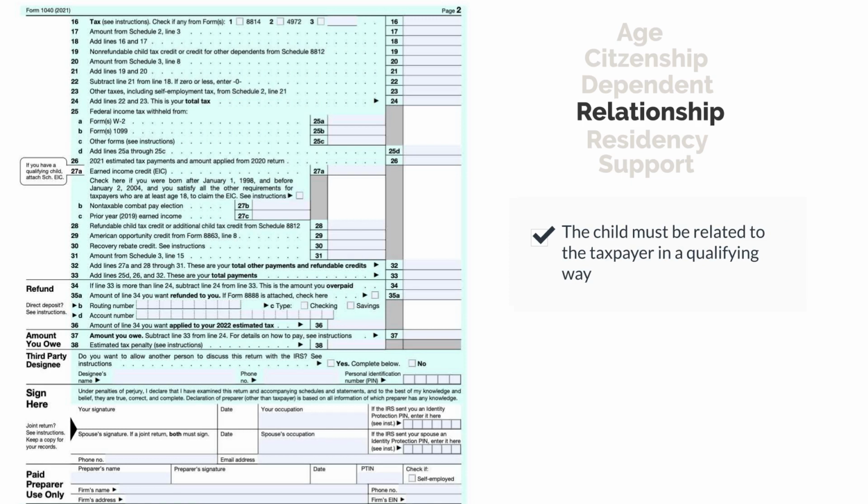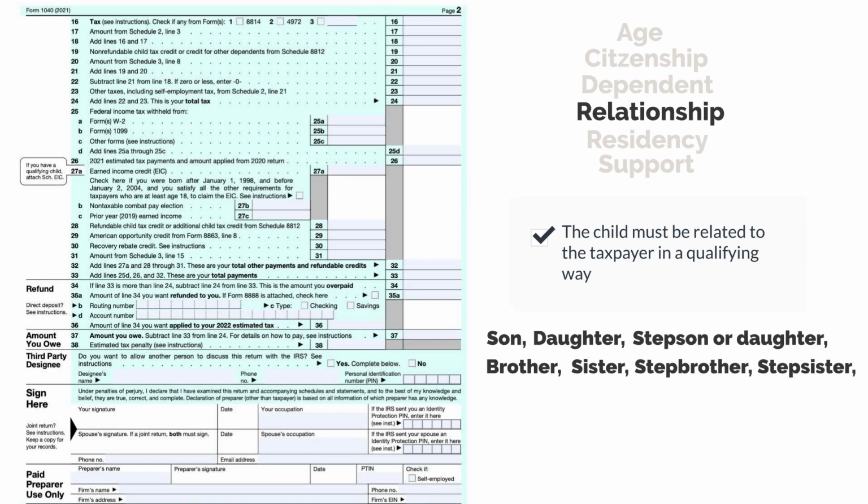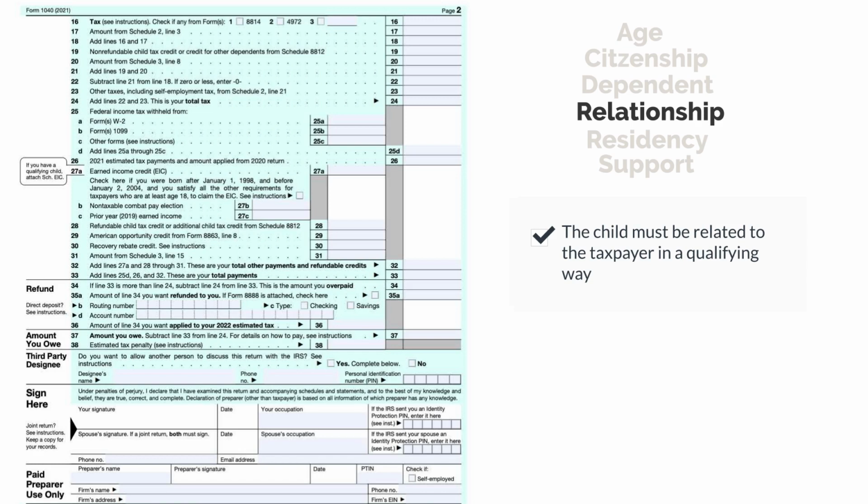Relationship. The child must be related to the taxpayer in one of the following ways: either a son, a daughter, stepson, brother, sister, stepbrother, stepsister, grandchild, niece, or nephew. This includes any legally adopted child, any child lawfully placed with them in preparation for adoption, and any foster child lawfully placed in their care.